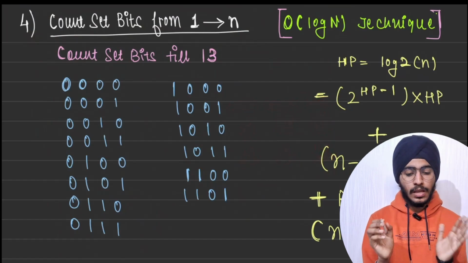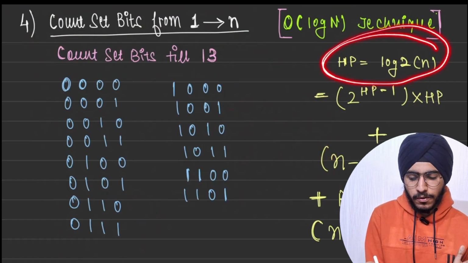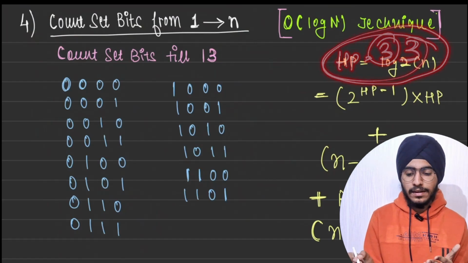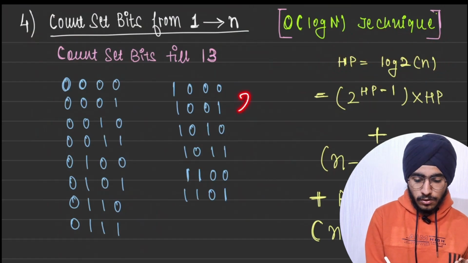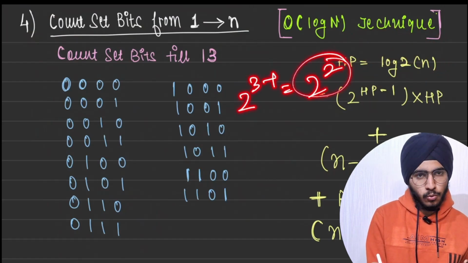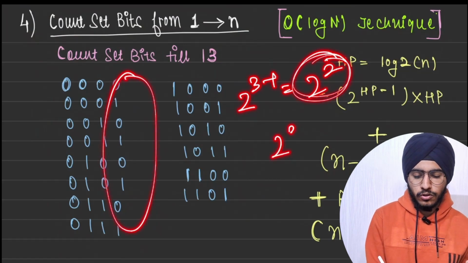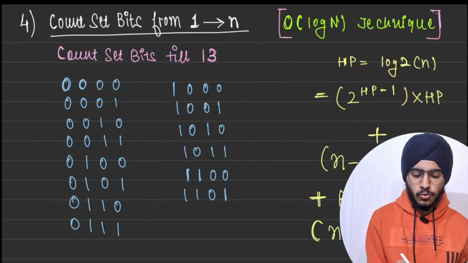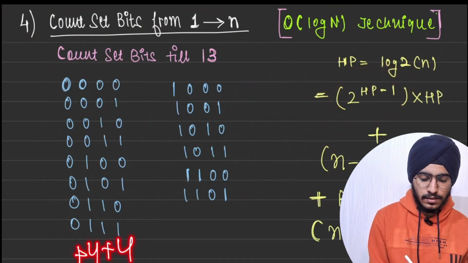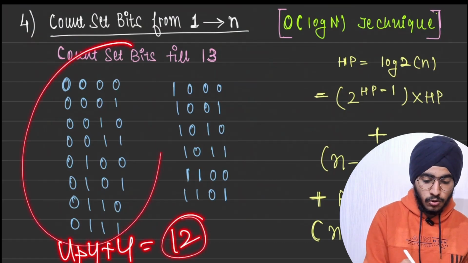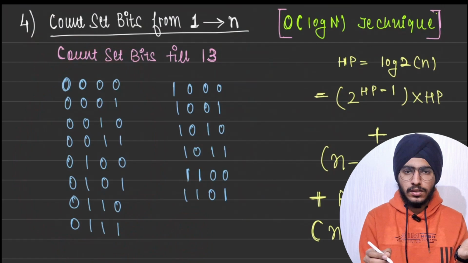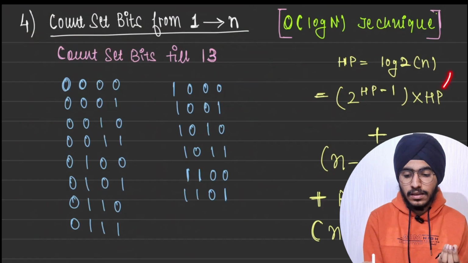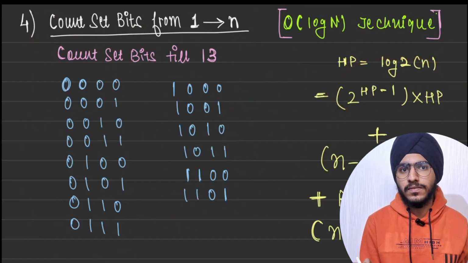Again, same. So we will say, finding the latest power of 2, for 13 it will be 3, the highest power of 2 will be 3 here, right? So we will say that 2 raised to power 3 minus 1 is 2 raised to power 2, because 4 are there, 2 raised to power 2 is 4. So we'll say 2 raised to power HP minus 1, highest power minus 1, into how many times? 3 times. That will give us the total number of set bits before 8, right? So we got the total number of set bits before 8 very easily, just by taking a small formula.